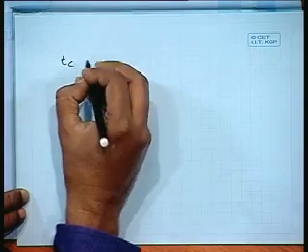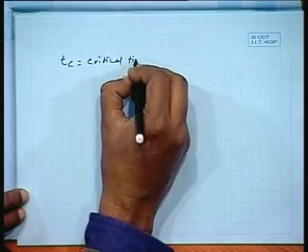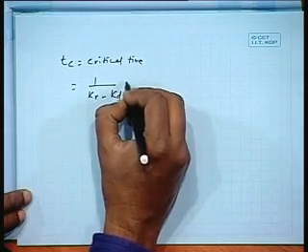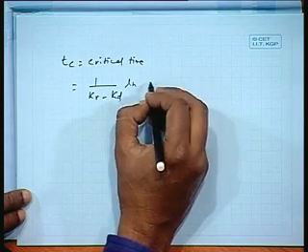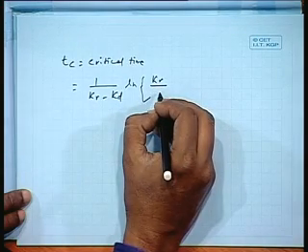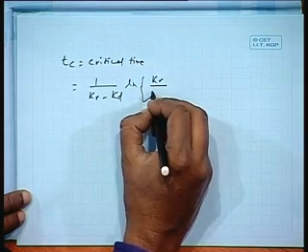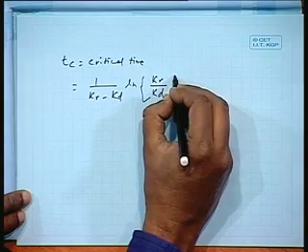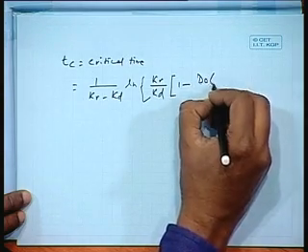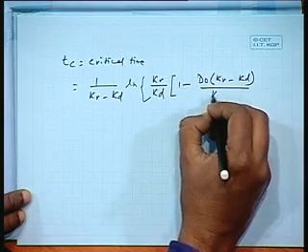This Tc is called the critical time. This Tc is nothing but 1 over (Kr minus Kd) into log of Kr over Kd into [1 minus (D initial, the initial oxygen deficit, times (Kr minus Kd)) divided by (Kd into L0)].